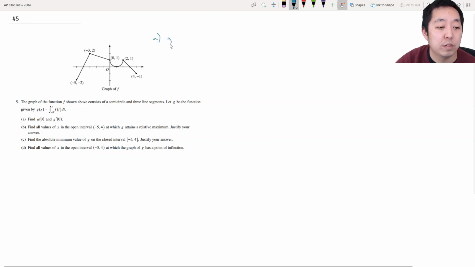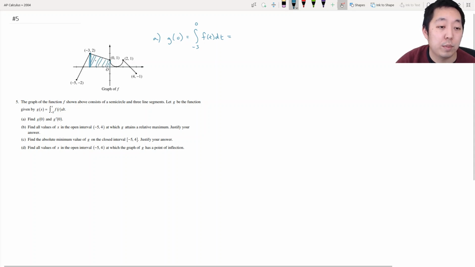Okay, g of 0 we just do by definition. It's the integral from -3 to 0 of f of t dt. That's the area under the curve f from -3 to 0. So -3, that's here, to 0. I need to know this area.